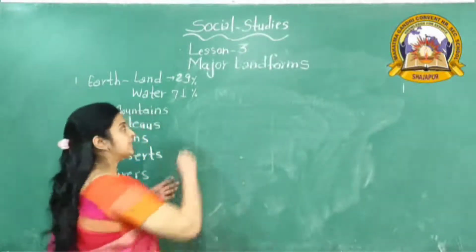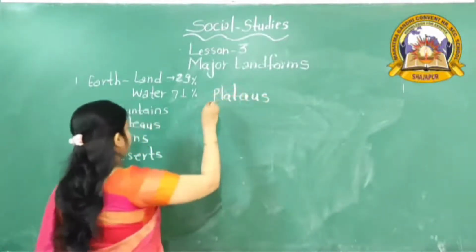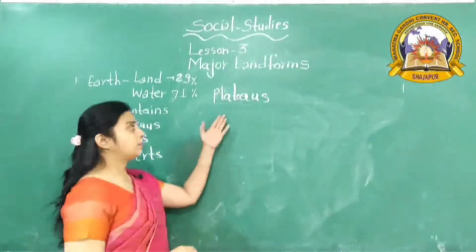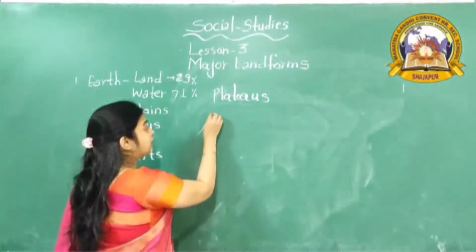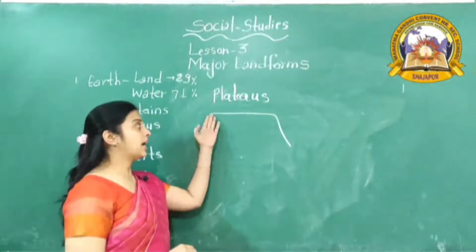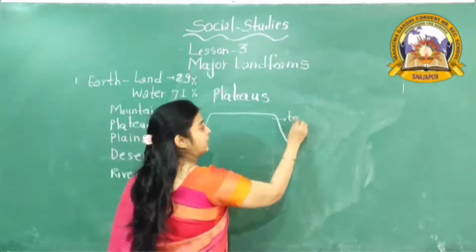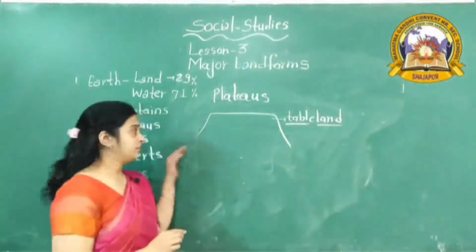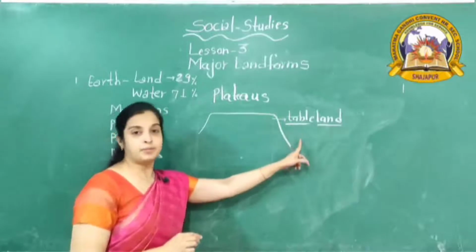Okay, what is the next one? Next one is plateaus. What are plateaus? Plateaus are high land with flat top. They are also known as tableland.